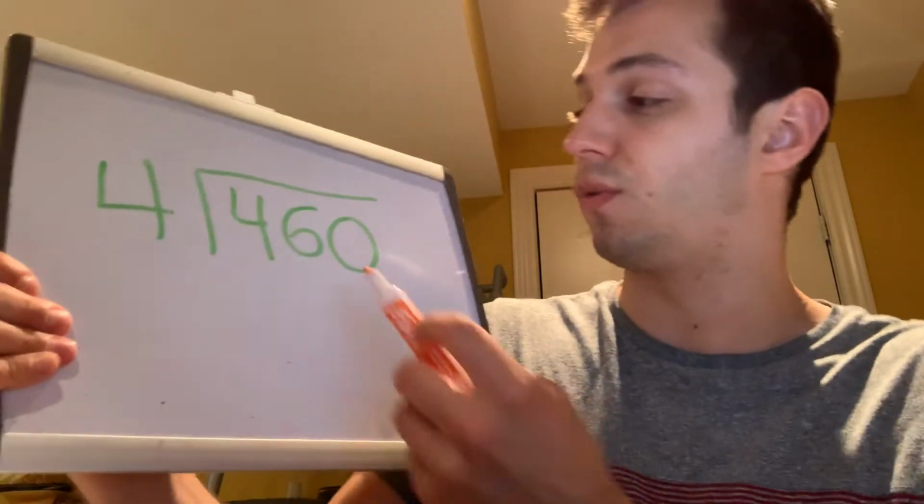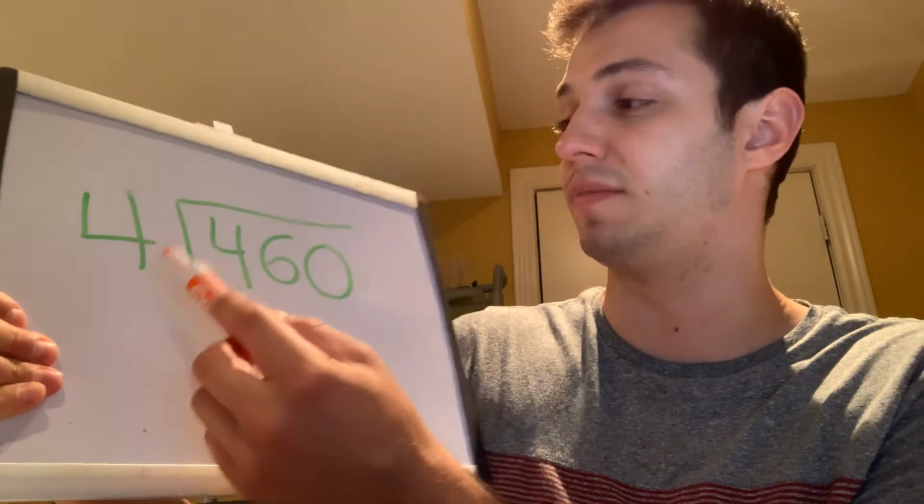For part B, for this problem, there also will be a remainder. Let me just write this question down. So we're dividing 460 by 4. Once again, for this problem, we'll have a remainder. I'll use a different color to show you our various steps once again. So once again, 460 divided by 4.